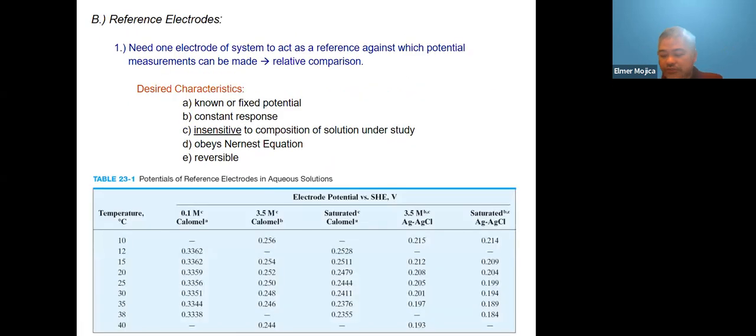And when we have this reference electrode, we need only one electrode of this system that acts as a reference against which the potential measurements can be made. So it's just being used like a relative comparison. So yan yung point of reference natin. Okay? And for you to be a reference electrode, you have to meet these characteristics. So since you are using it for relative comparison, it should have a known or fixed potential. Ayaw mo mabago-bago yun kasi mababago-bago din yung reading mo. Okay? The response of it must be what we call constant.